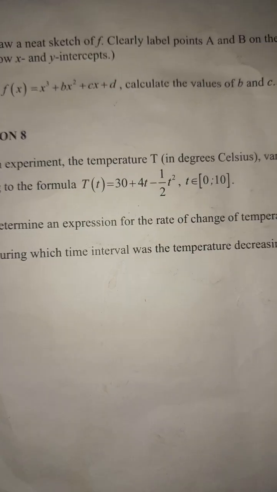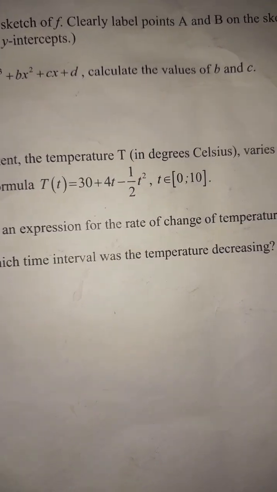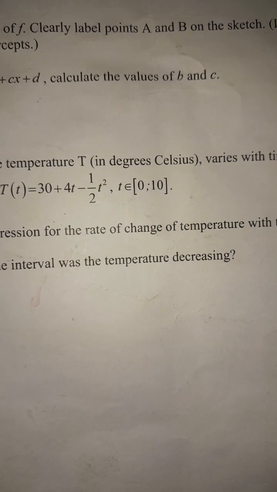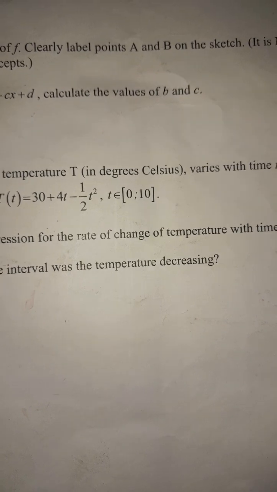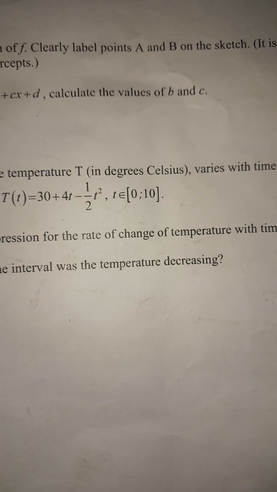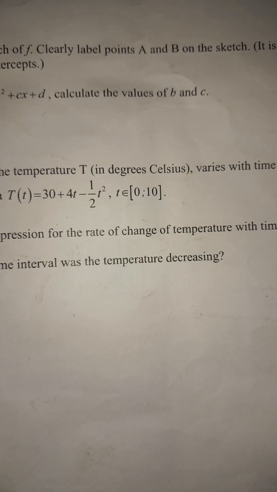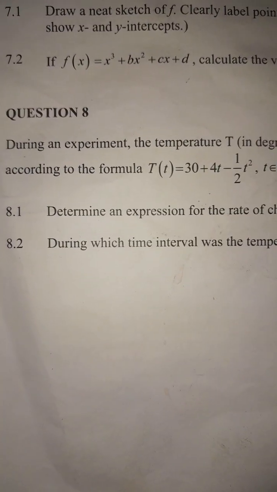During an experiment, the temperature T in degrees Celsius varies with time t in hours according to the formula T(t) equals 30 plus 4t minus half t squared. This is its domain, or the restriction, t between 0 and 10, right? So we need to find an expression.